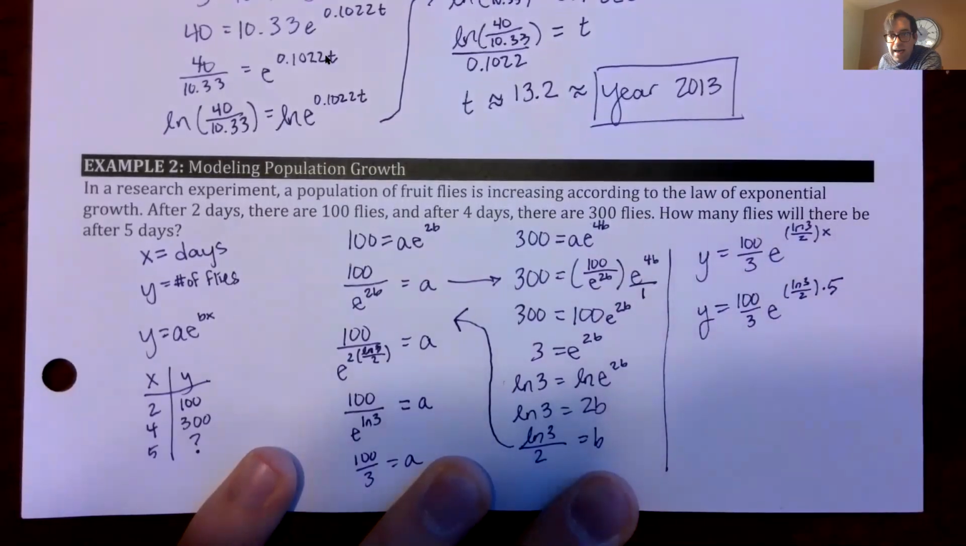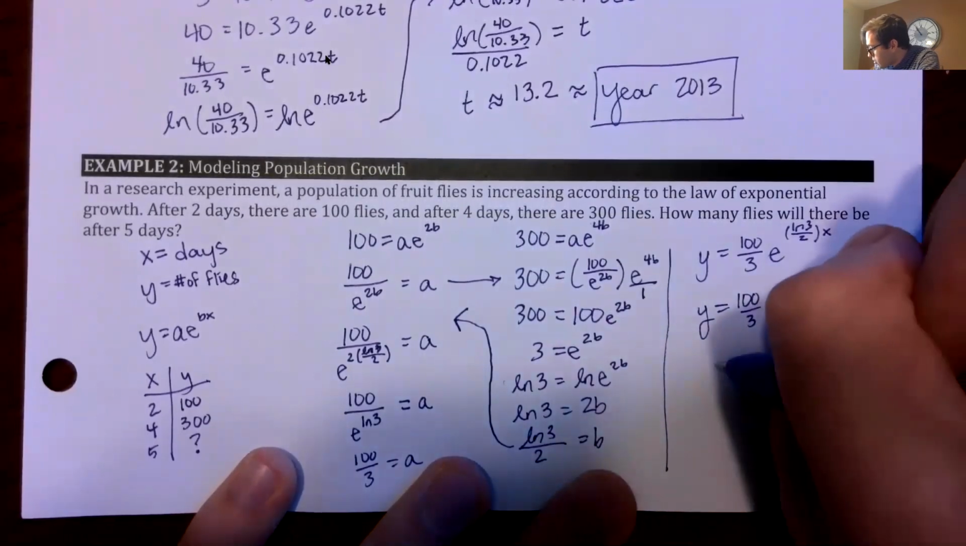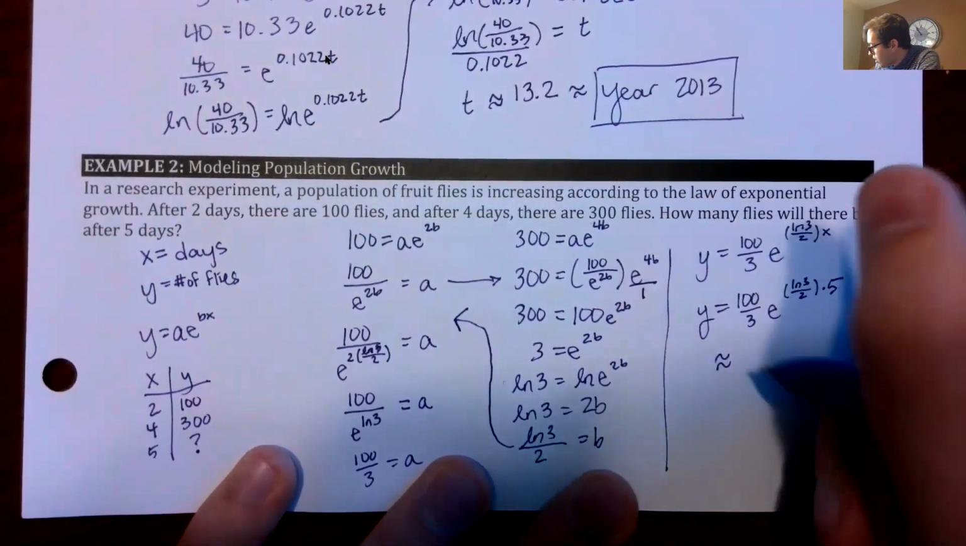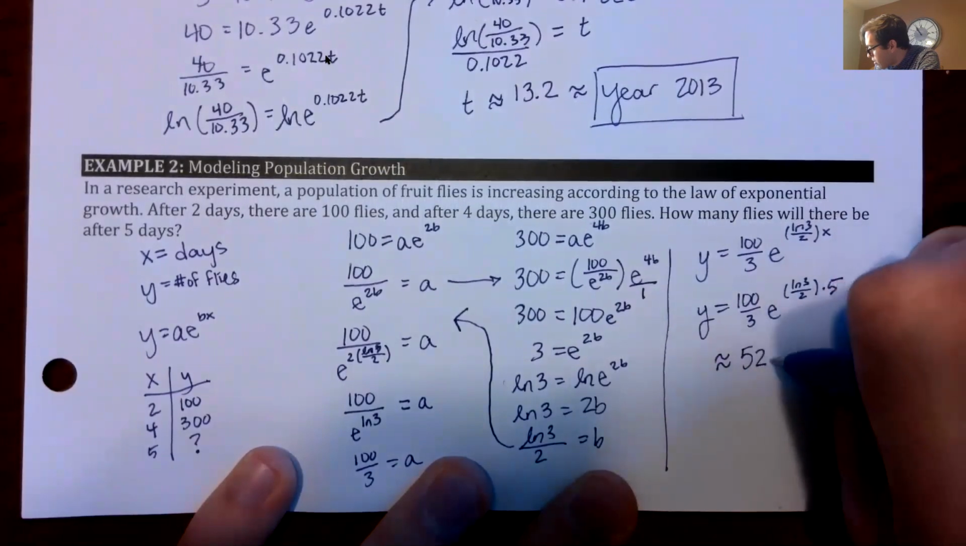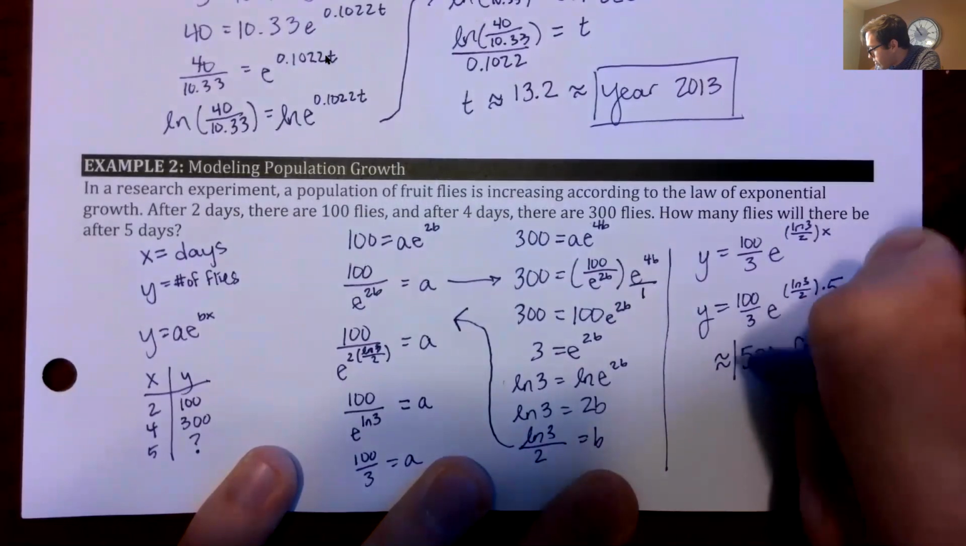So it'll look like that. Now that's all in the exponent. I already took the liberty of typing that into my calculator, so you don't have to watch me type that in. But if you calculate that all out, you'll get that there are approximately 520 flies after 5 days.